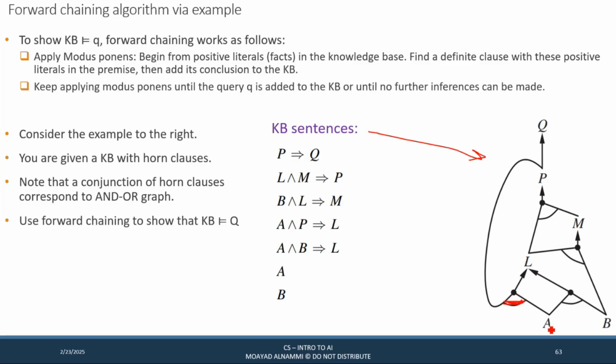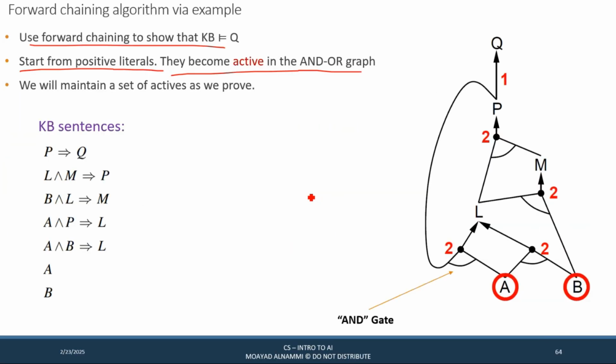Why? Because you can see that for the literal P and the literal A, we are ANDing them here, A and P, and we're using them to imply L, right? So this is called an AND gate. This is called the AND-OR graph. Okay, so this is just an illustration to show you how forward chaining works. We will maintain a set of actives as we prove, until we reach Q.